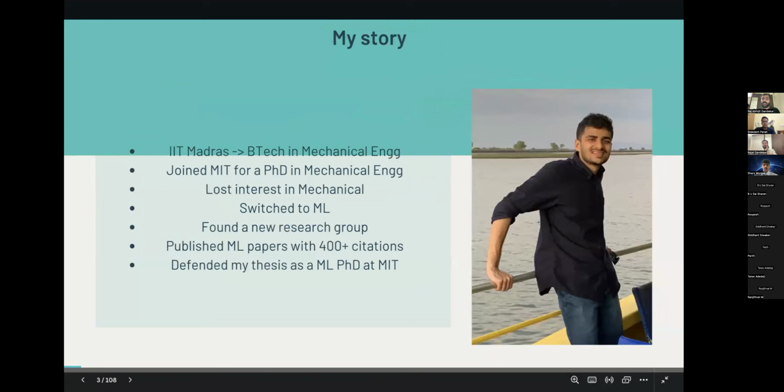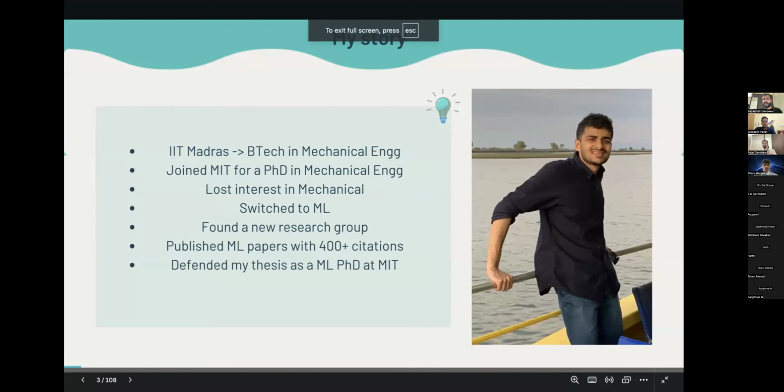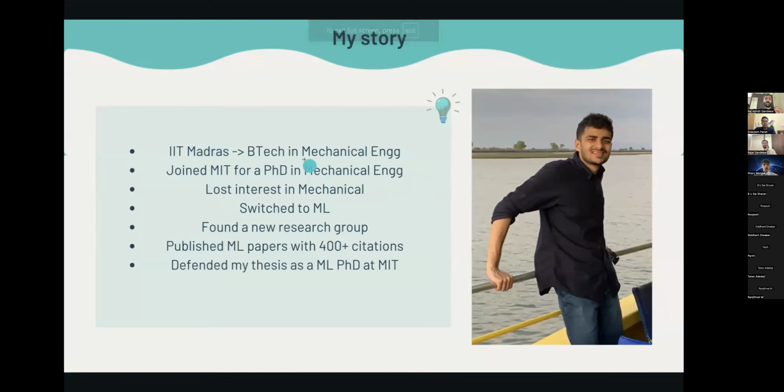Okay, so first, let me give you a bit of introduction and background about my story. I graduated with a BTech in mechanical engineering from IIT Madras in 2017. At that time, I had no background in computer science. I had not formally studied machine learning at all. Then I joined MIT for a PhD, and when I joined, I wanted to be a professor in mechanical engineering. I entered MIT with that goal.